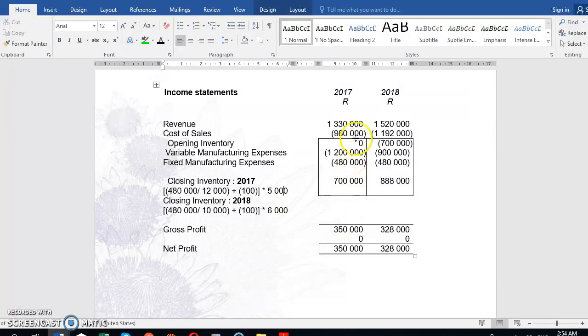If you work that out, cost of sales will be 980,000. Gross profit will be sales minus cost of sales of 350. There's no other cost to take off, and you end up with a net profit of 350,000. Alright, we'll end this video here for now. We'll come back with the 2018 year. Cool.